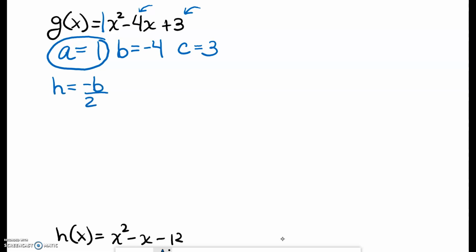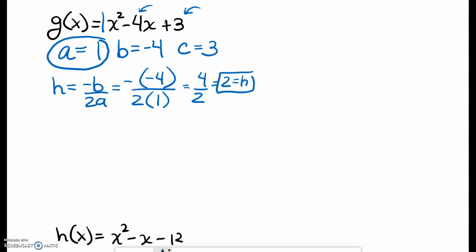Negative b over 2a. Okay, so our negative b is negative times b, which is negative 4, over 2 times a, which is 1. So we have 4 over 2, which is 2. So that's my h value. My k value, I just take that 2 and plug it in my equation, right? I'm going to plug it in for all my x values.